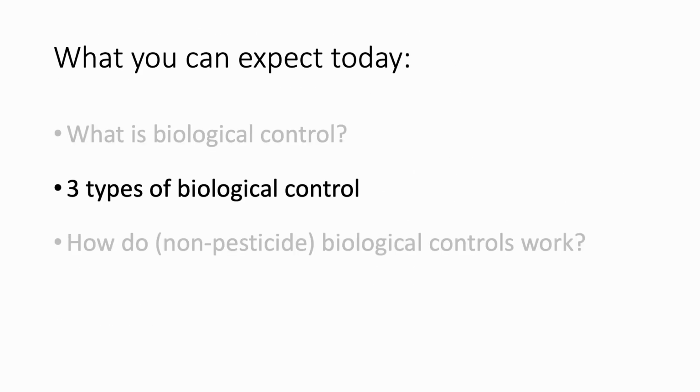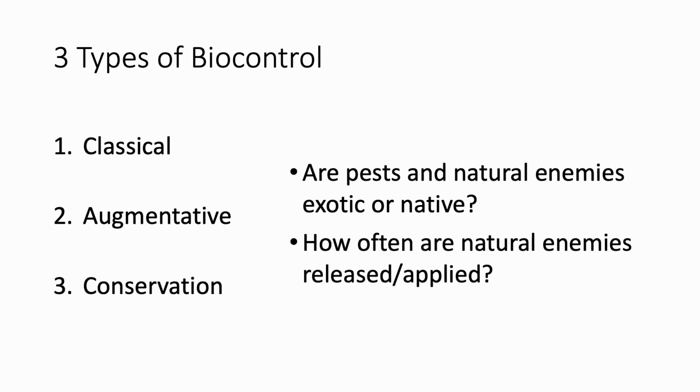Now we're ready to talk about the three types of biocontrol. The three types of biocontrol are classical, augmentative, and conservation. The distinction amongst these types of biocontrol lies in the answer to two questions. Number one, are pests and their natural enemies exotic or native to a geographic region? And number two, how often are natural enemies released or applied? This could be never, once, or repeatedly.